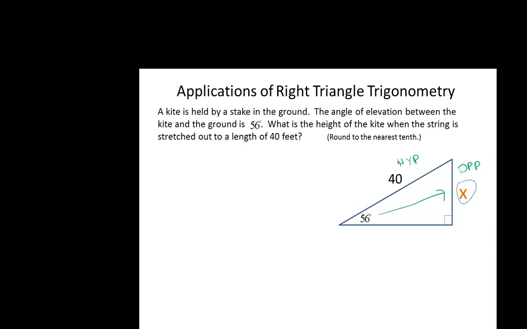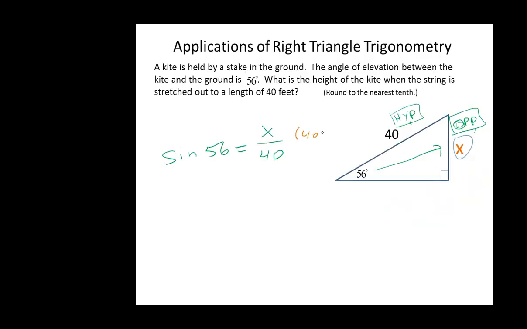So I'm getting ready to set up a trig function, and I'm thinking about opposite and hypotenuse, and that gives me the sine function. So I'm going to say the sine of my angle, which is 56, is equal to opposite over hypotenuse, so that would be x over 40. And that's the equation I need to solve in order to find x. To isolate the x and clear the fractions, I'm multiplying both sides by 40. This gives me 40 times the sine of 56 is equal to x.